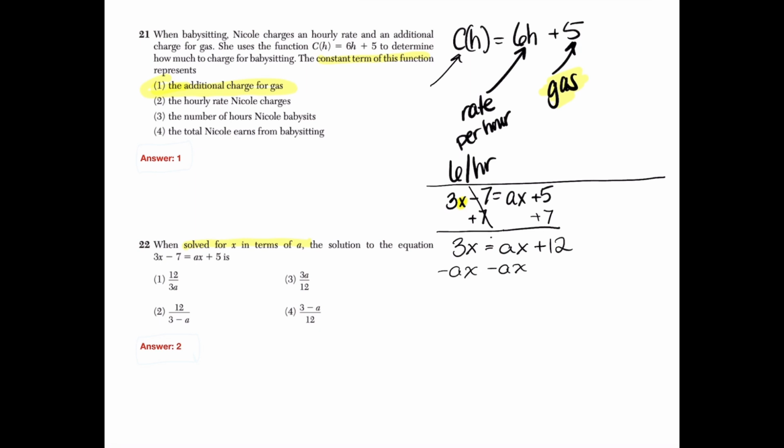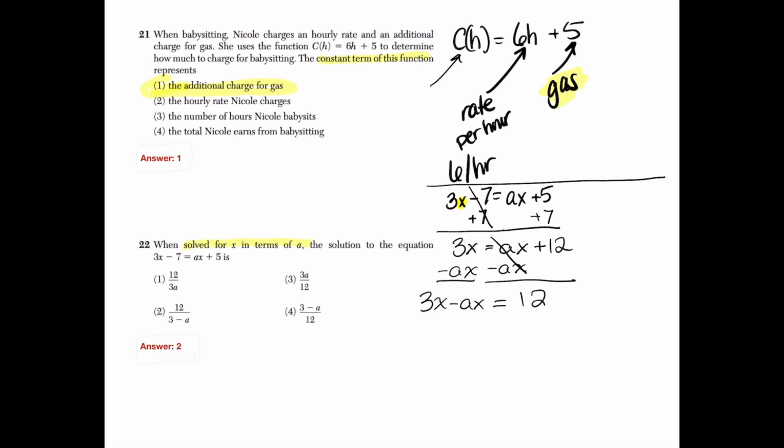So I'm going to make a 0 pair here. So I have 3x minus Ax is equal to 12. And you might be going, wait a minute, is that right? I thought you just wanted x by itself. What are we doing? What's going on? Don't worry, there's a method to this madness.